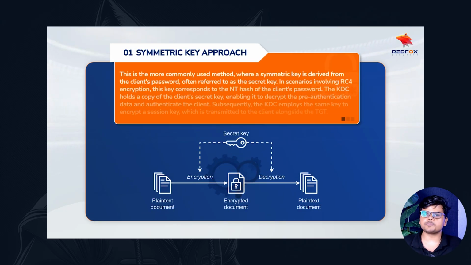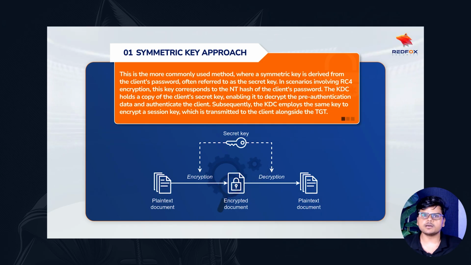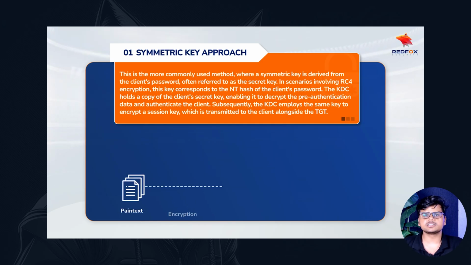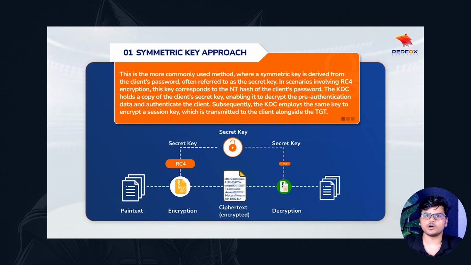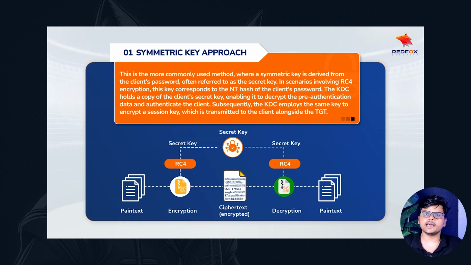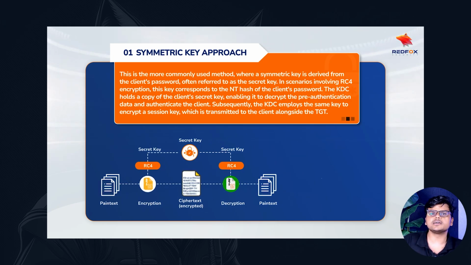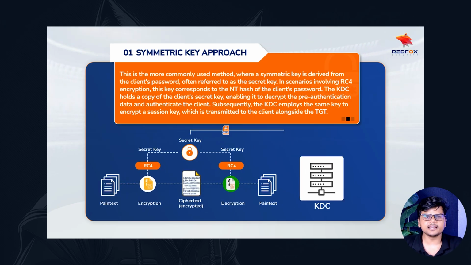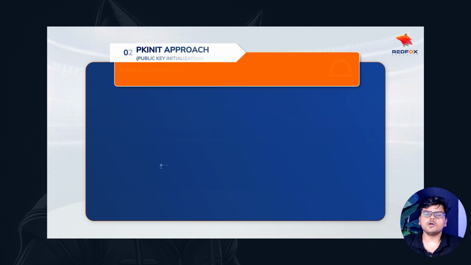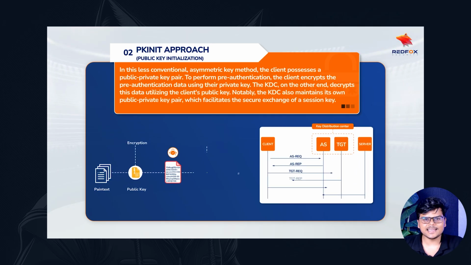Let's start with the first approach, which is the symmetric key approach. This is the more commonly used method, where a symmetric key is derived from the client's password, often referred to as the secret key. In a scenario involving RC4 encryption, this key corresponds to the NT hash of the client's password. The KDC holds a copy of the client's secret key, enabling it to decrypt the pre-authentication data and authenticate the client. Subsequently, the KDC employs the same key to encrypt a session key, which is transmitted to the client alongside the TGT.